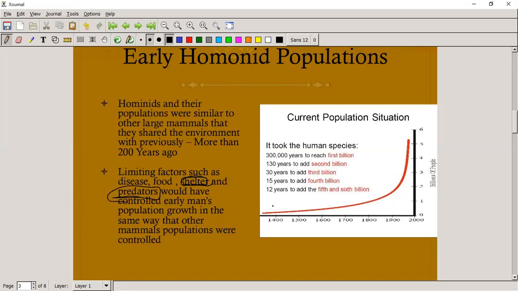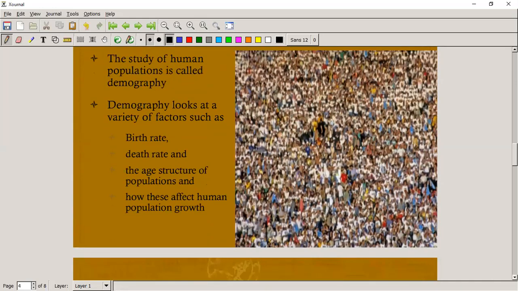So our growth pattern would have been more like an S type of curve. But now, since the 1800s, you can see there's a large difference. We can see this exponential growth that is happening. Of course, when we take a look at human populations, we look at how many births there are and how many deaths there are within a certain time, so birth rate and death rate, but also what the age structure of a population is. We're going to take a look at that today still, when we look at population distribution graphs, and then we look at how these affect the population growth.